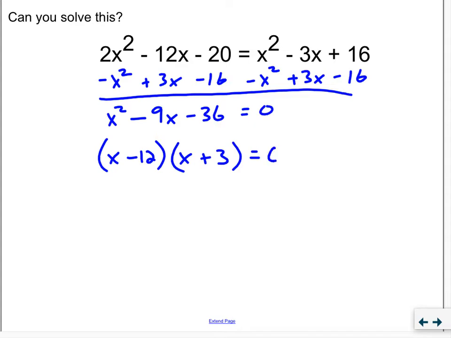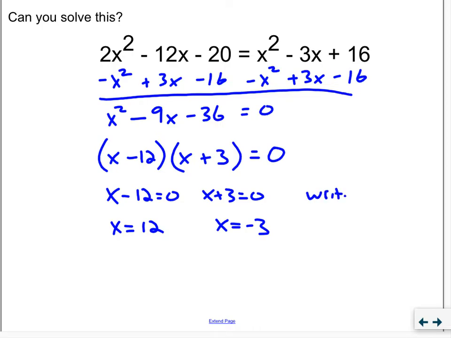And then if I do my zero property, not 10, but 12. My zero property of multiplication, I know from here that x is going to equal 12 and x is going to equal negative 3. Very nice. And again, as long as you use the zero property and write down these equations, then you're in a good spot. You can just jump down to x equals 12 and negative 3.